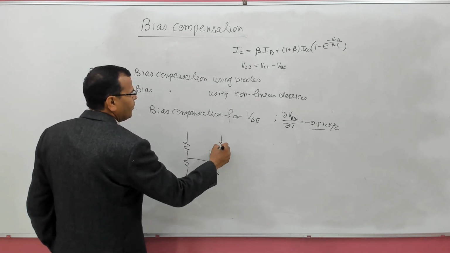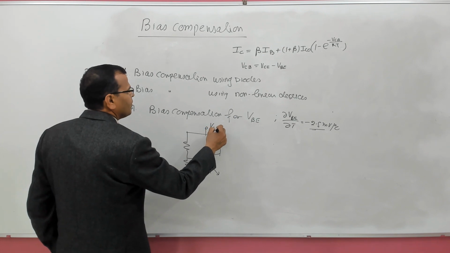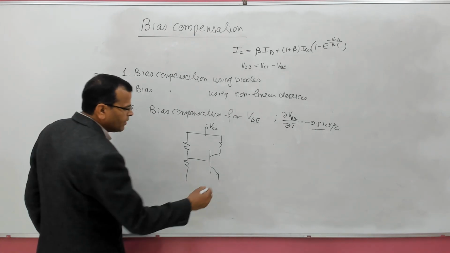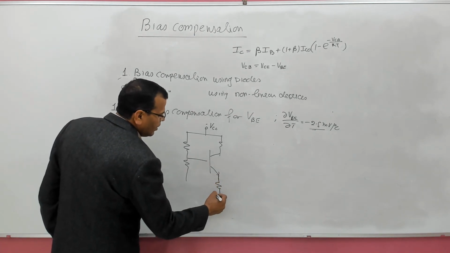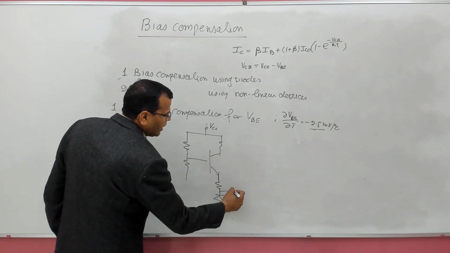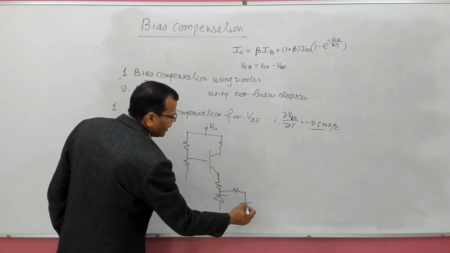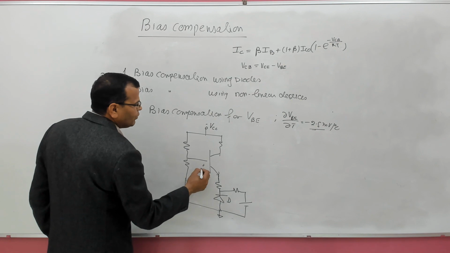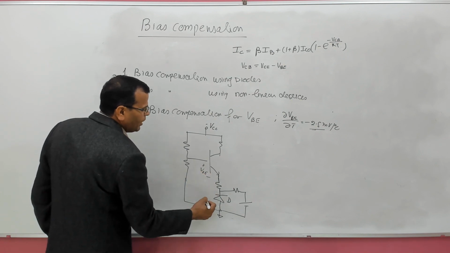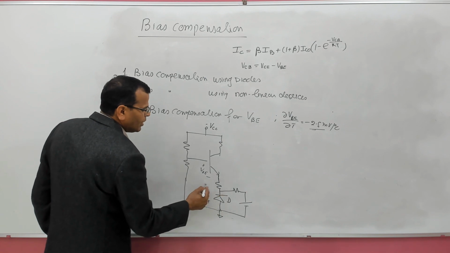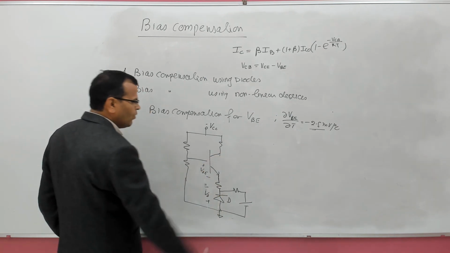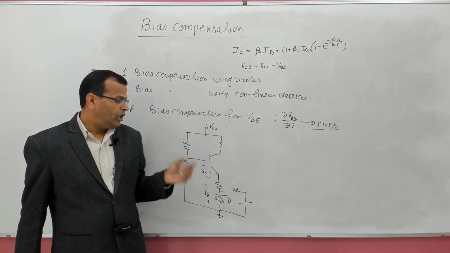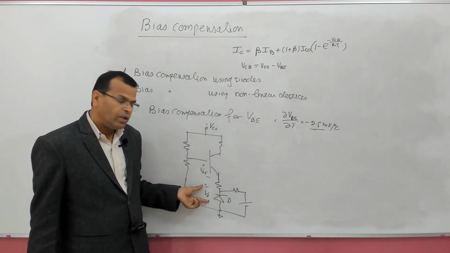This is the circuit you have, plus VCC. What we do is we connect a diode in series with the base circuit, and that diode is reverse biased like this. This is D, this is voltage VBE, this is voltage VD. This is compensation for VBE. So, with change in temperature, this will change and this will also change.